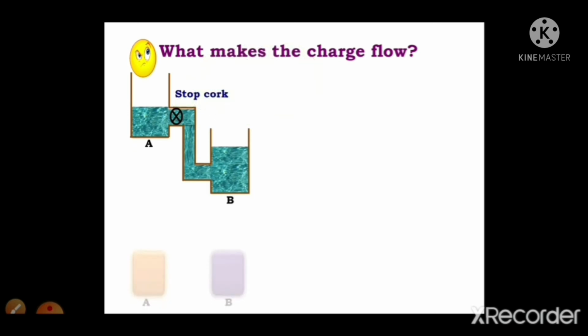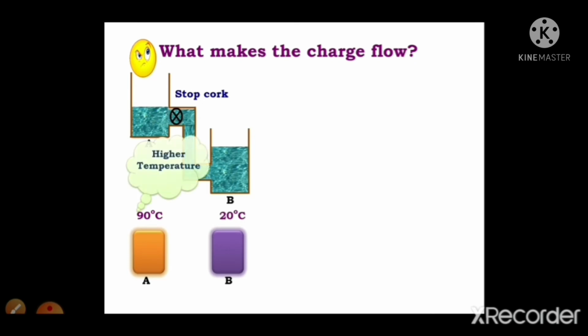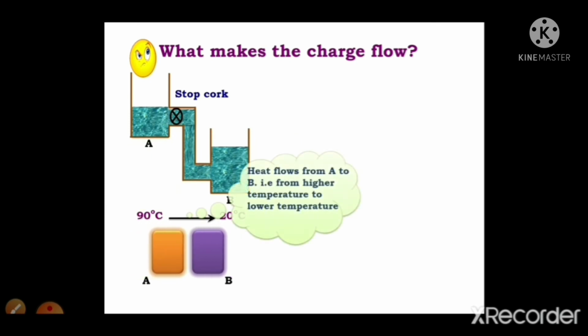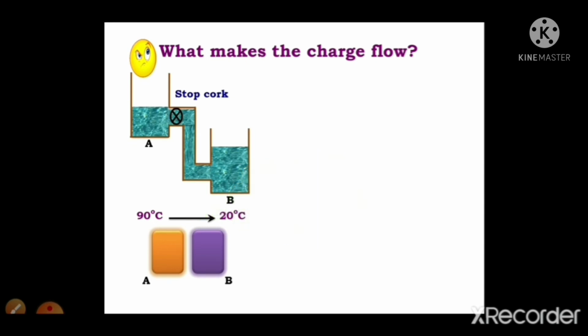Okay. One more activity. Suppose we take two objects, object A and object B. Object A has a temperature of 90 degrees Celsius and object B has a temperature of 20 degrees Celsius. If both the objects combine together, this is high temperature, this is low temperature, what will happen? The temperature will transfer. That means heat will transfer. Heat flows from A to B, that is from high temperature to low temperature, not vice versa. From 90 degrees to 20 degrees Celsius, heat will flow.